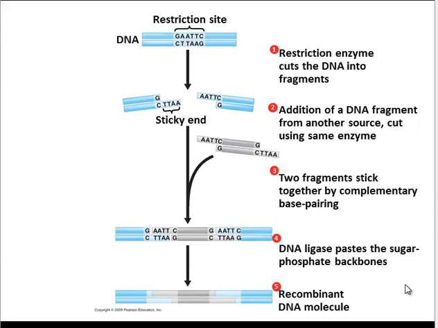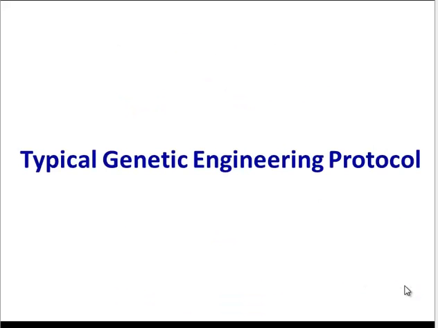So this is how we would put two different genes together, but at this point, pretty useless. All we have is a recombinant DNA molecule. In order for that to actually build a protein that makes a trait, we need to put this DNA into an organism. So now let's take a look at the whole genetic engineering protocol.